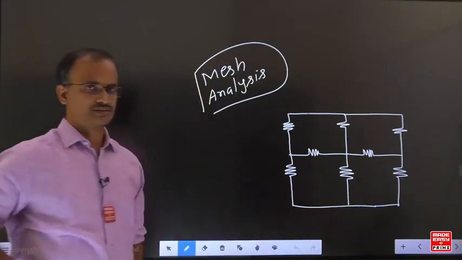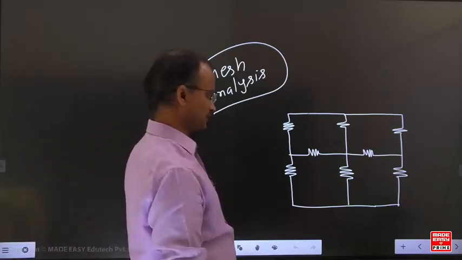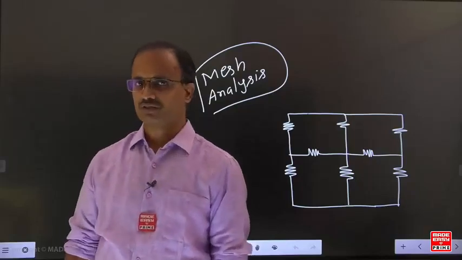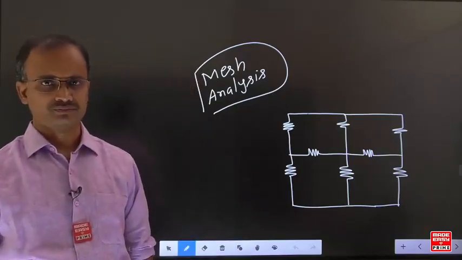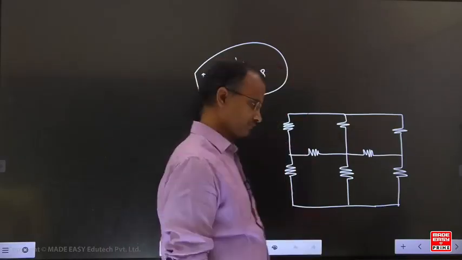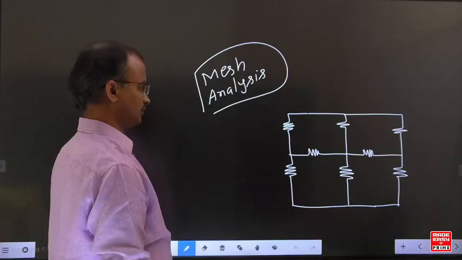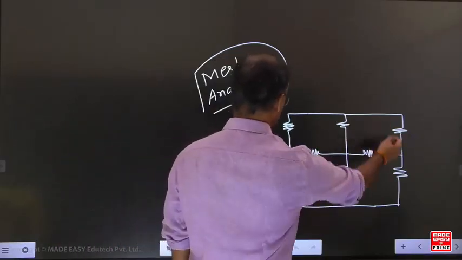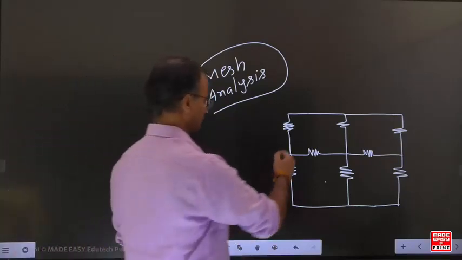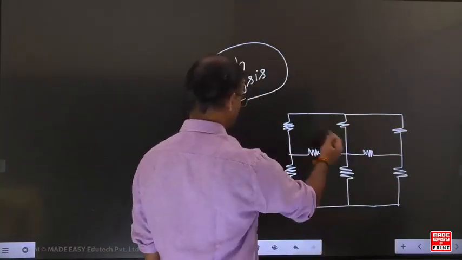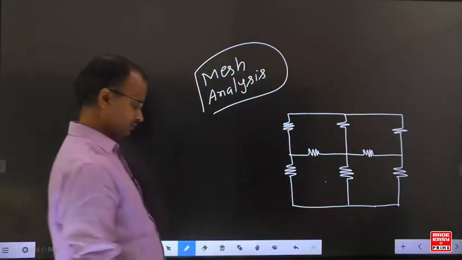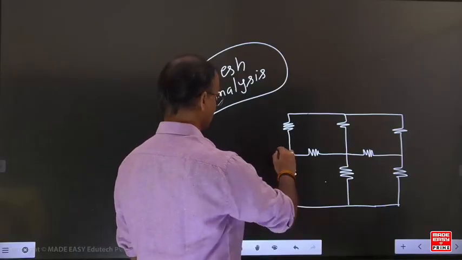Next, let us go to mesh analysis. Now, for this particular example, can you conclude how many loops are present in this network? चलो check करेंगे. For this example, देखिए इधर loop 1, loop 2, loop 3, loop 4, loop 5, loop 6, loop 7, loop 8, loop 9. So far how many loops did you get? 9.